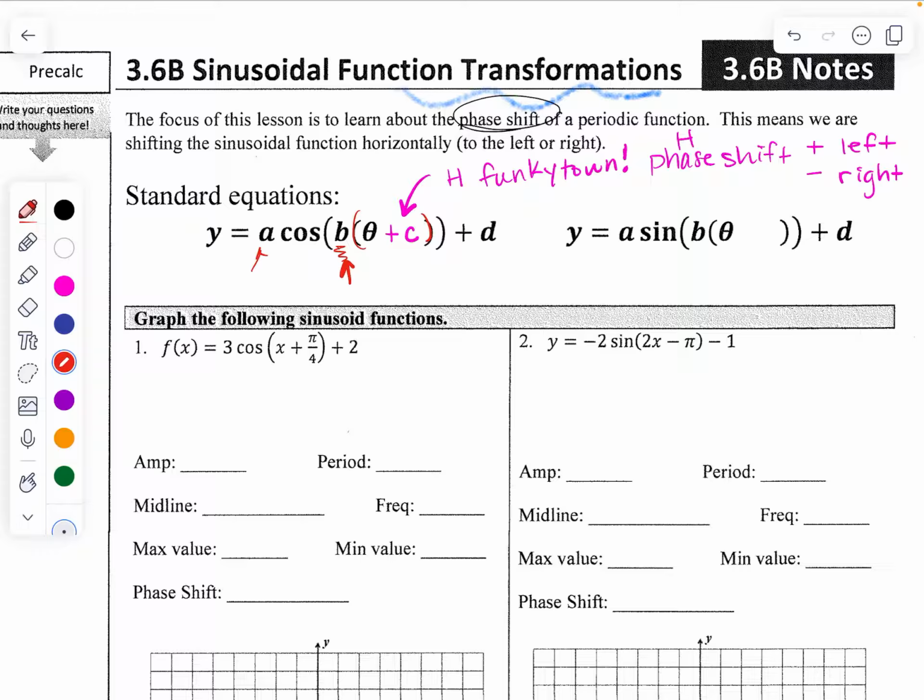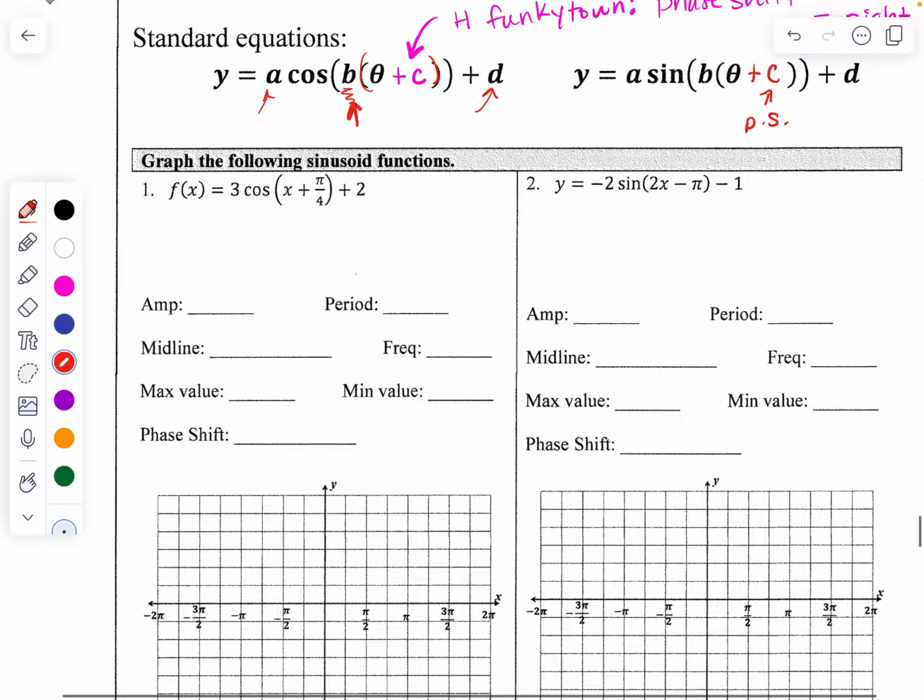This is your amplitude, and here's your new midline, just like we've seen before. And it also goes for cosine as well. This would also be the phase shift, which affects it horizontally. So let's see what this looks like when we try to apply it to an actual graph. This is very similar to what we've been doing, but we're adding a phase shift here.